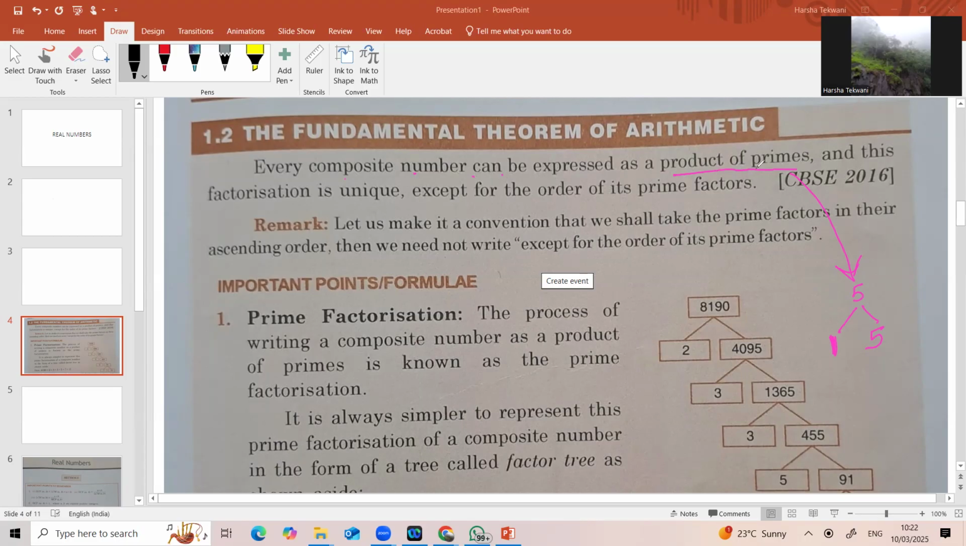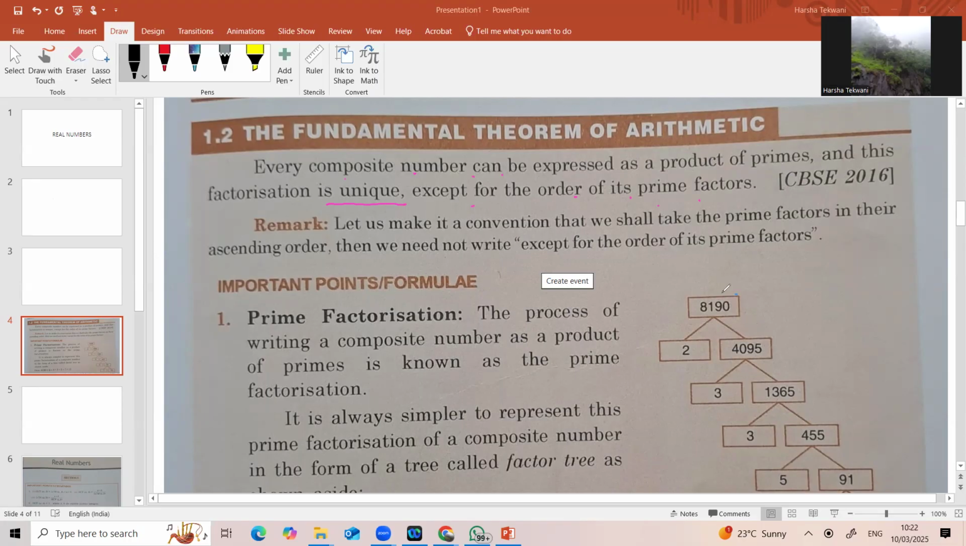Whereas a composite number can be expressed as a product of primes, and this factorization is unique except for the order of its prime factors. What does this mean? Okay. For example, all of you know 8190 is a composite number.